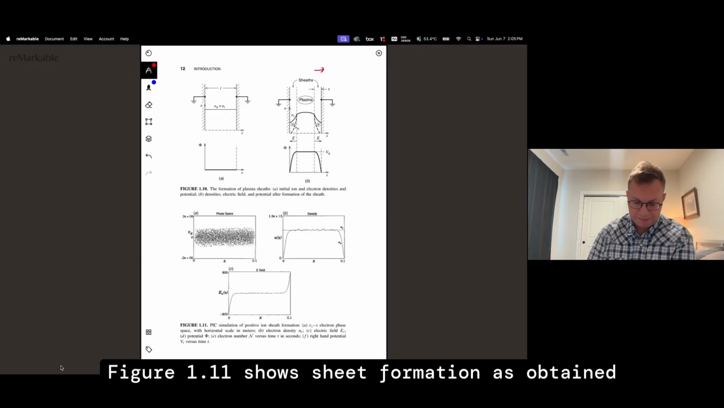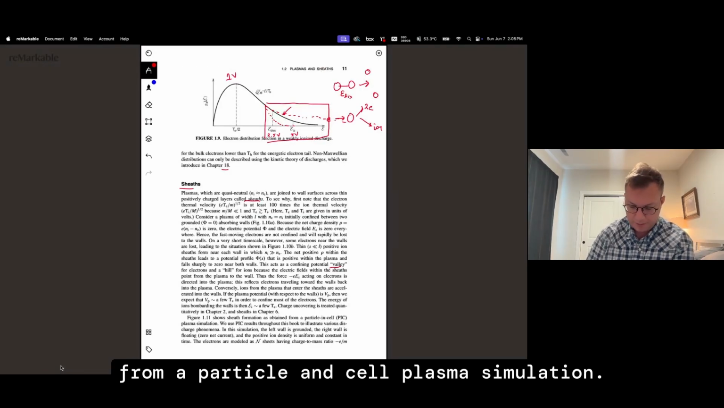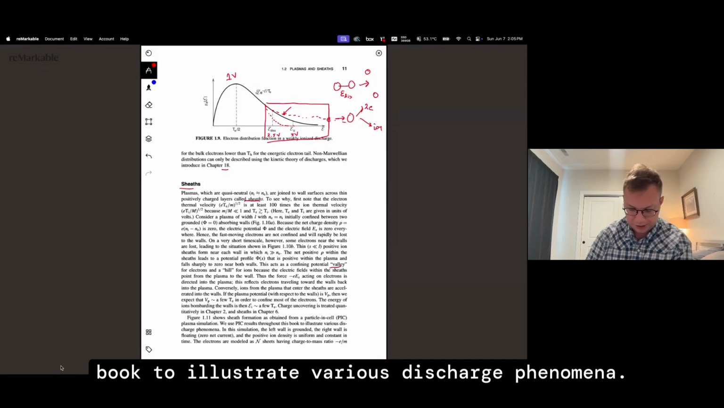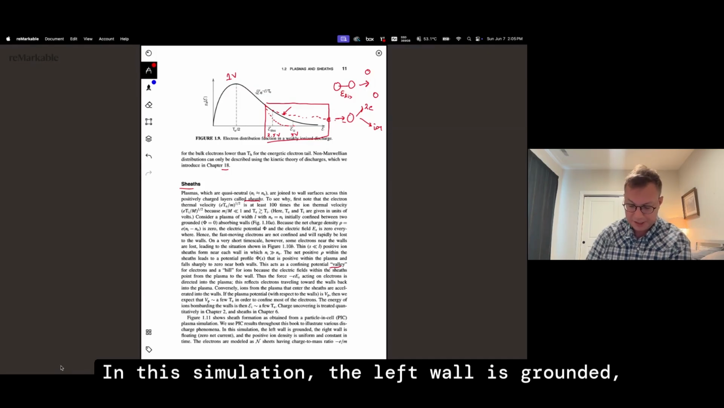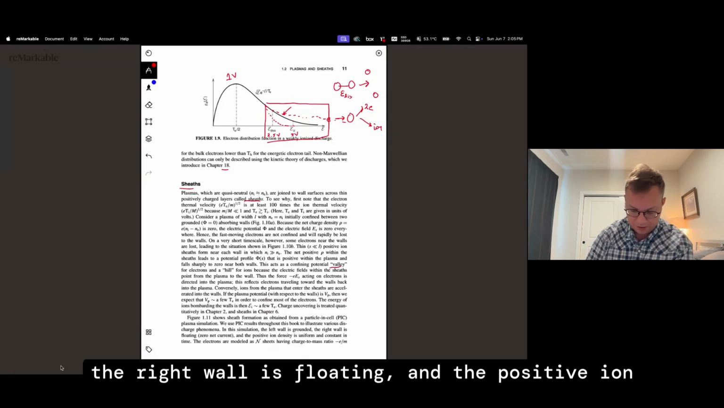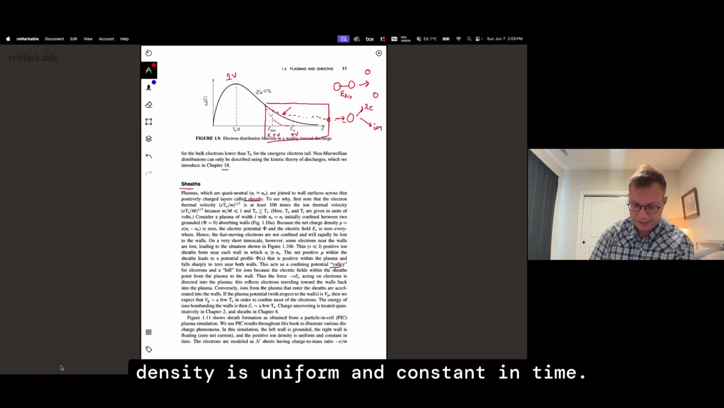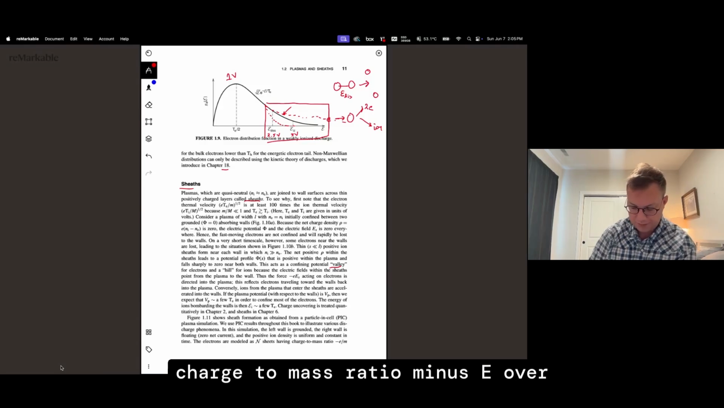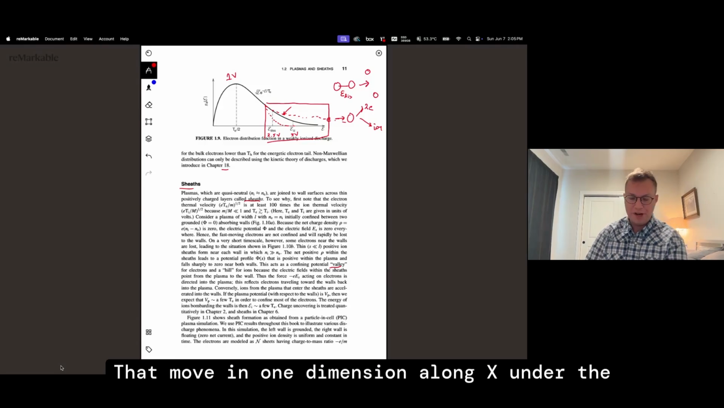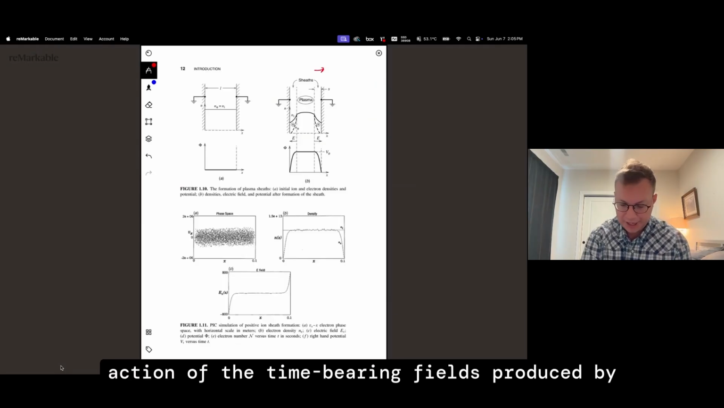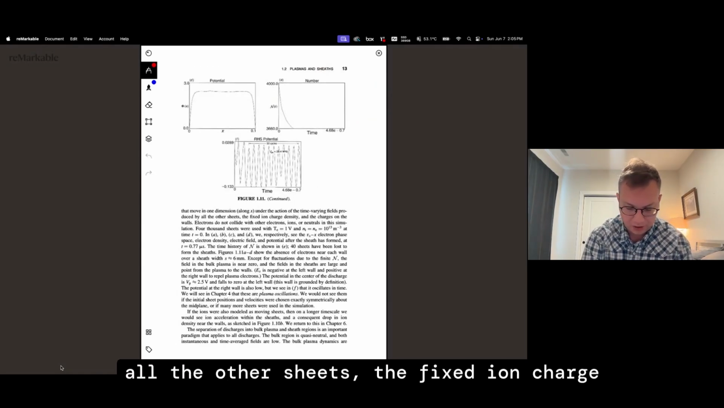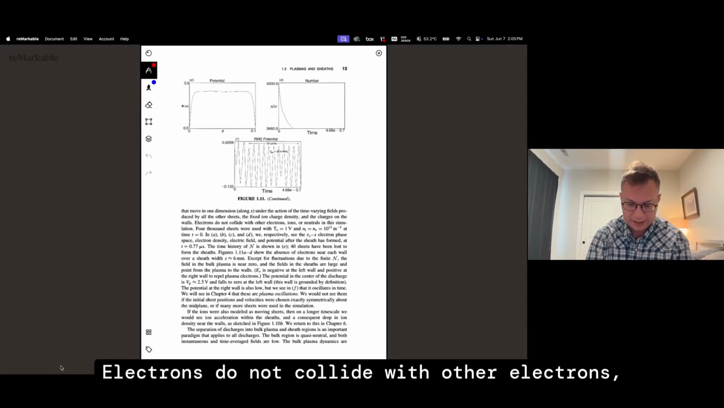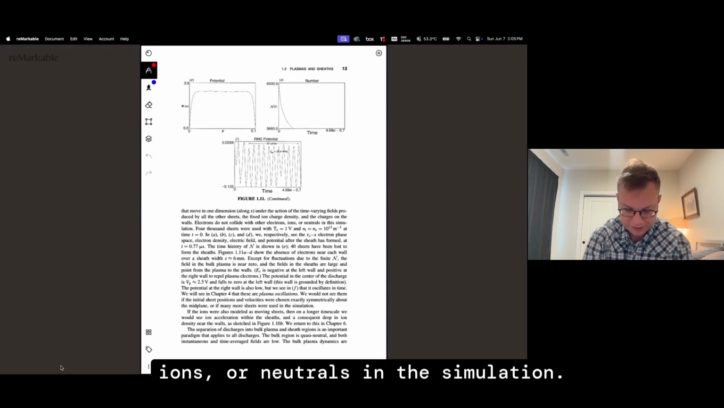Figure 1.11 shows sheath formation as obtained from a particle-in-cell plasma simulation. We use particle-in-cell results throughout the book to illustrate various discharge phenomena. In this simulation, the left wall is grounded, the right wall is floating, and the positive ion density is uniform and constant in time. The electrons are modeled as sheets having charge to mass ratio minus e over m that move in one dimension along x under the action of the time-varying fields produced by all the other sheets, the fixed ion charge density, and the charges on the walls. The electrons do not collide with other electrons, ions, or neutrals in the simulation.